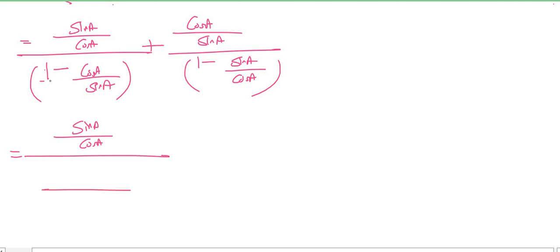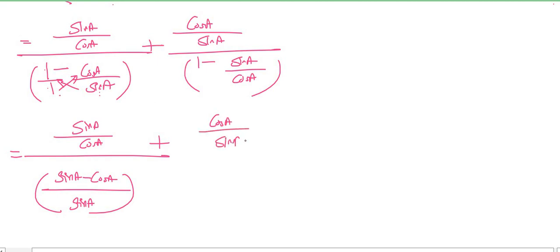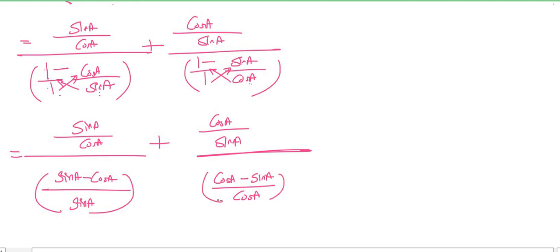What can we do here? What is LCM of these two? Is sin A. You know, this into this and this into this. So I will get sin A minus cos A plus this is cos A by sin A by here. I'm sorry, there is a gap between these two. What is LCM of these two? Is nothing but cos A, and this into this, this into this. So it is cos A minus sin A. यहाँ तक okay है?